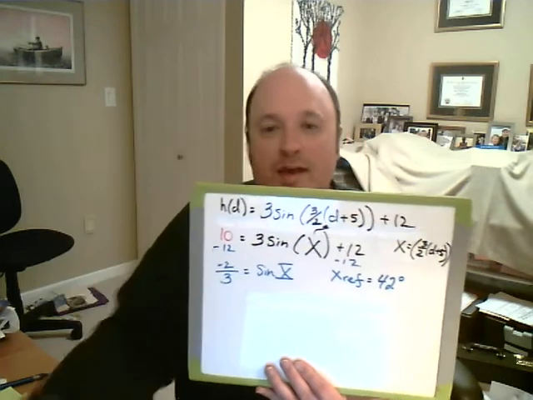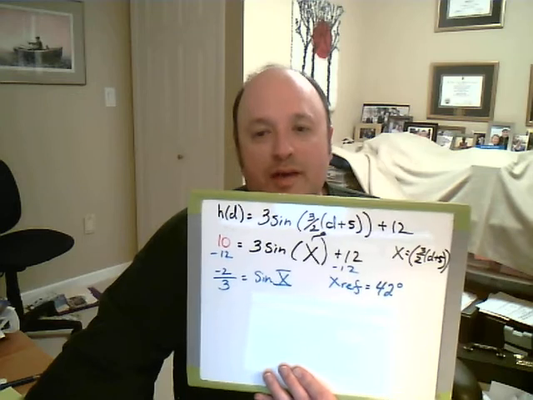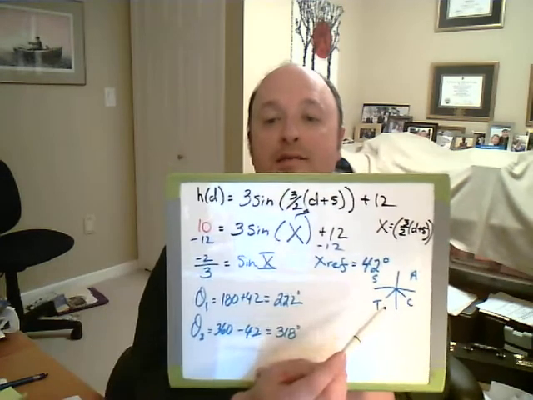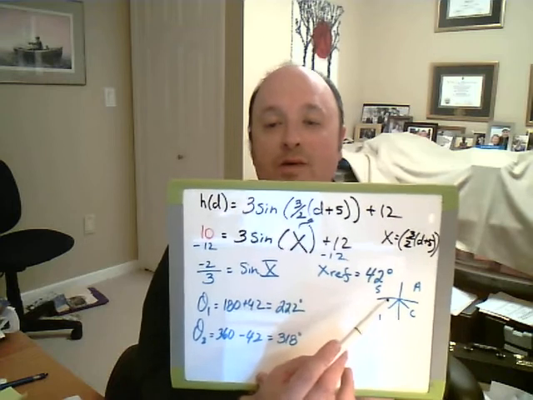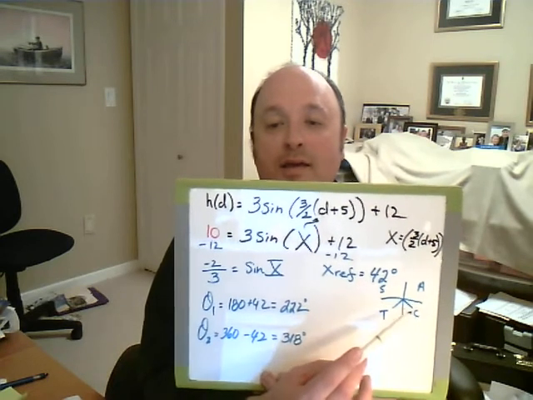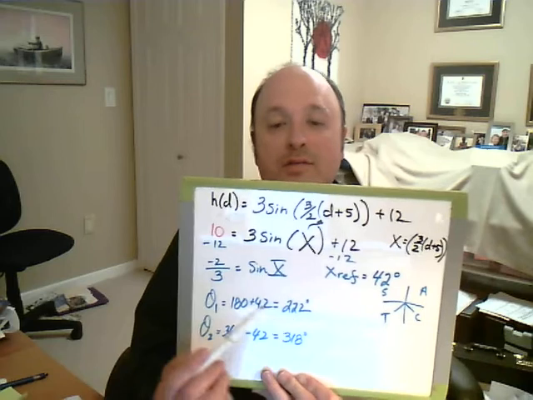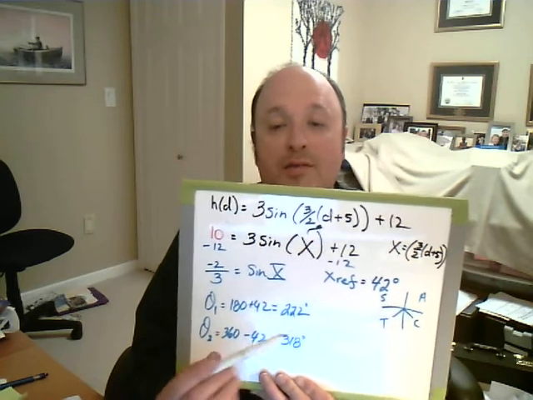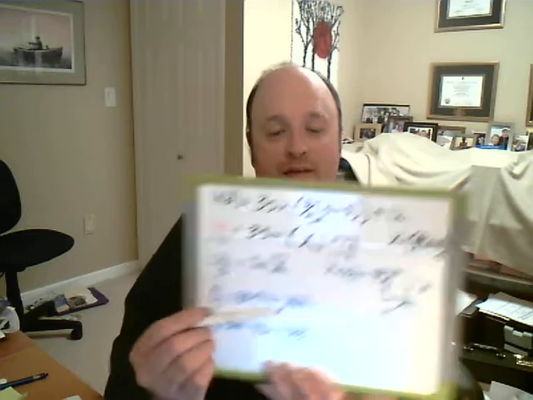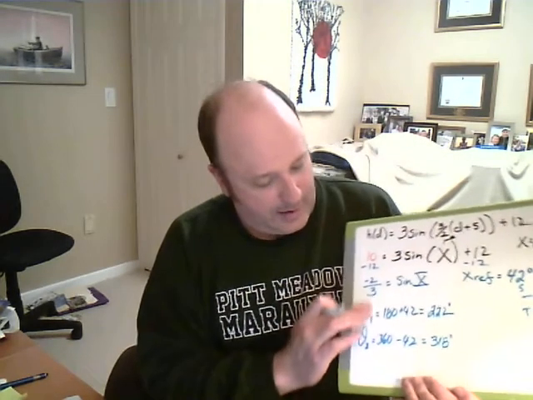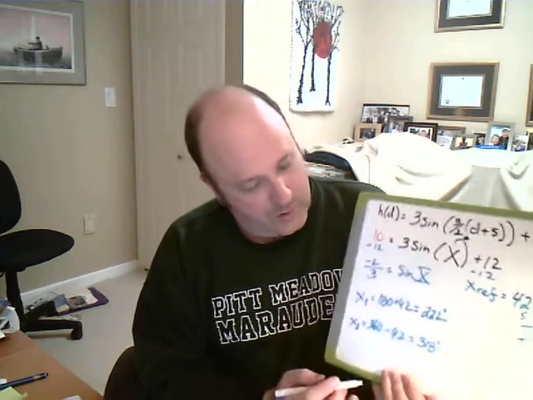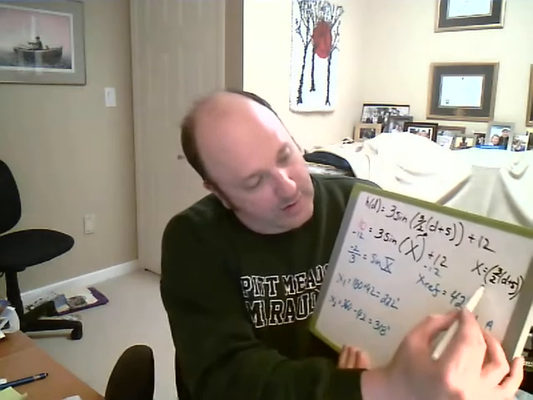But then I've got to go to the CAST rule and ask, where is sine negative? Sine is negative in the T and C zones, so I have to add to 180, and I also have to subtract from 360. These are what I get as my principal angles. But remember, that's just x, so I guess these should really be x's, not thetas, but same idea, big X1 and big X2. And don't forget, they're equal to this.